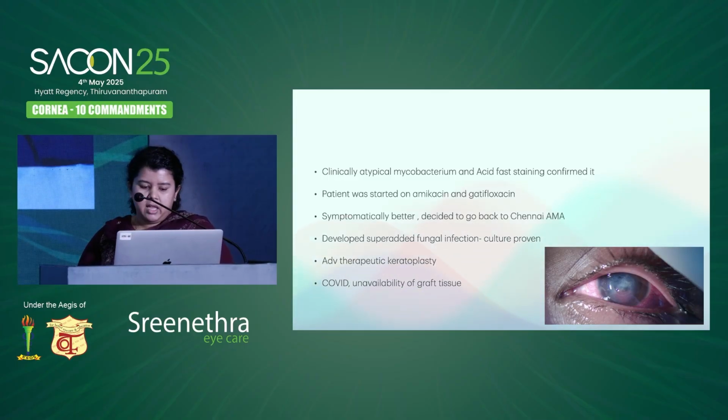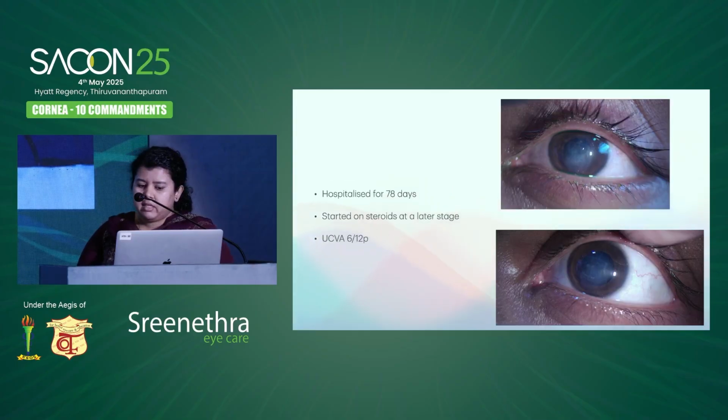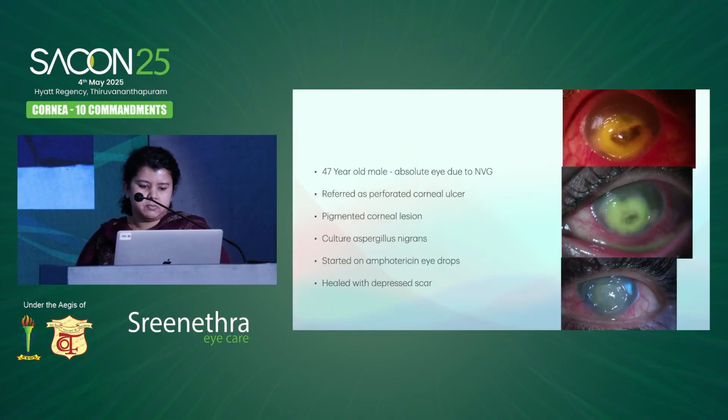And COVID hit, and the whole world went into lockdown, and the patient decided to come back to her hometown. And these are the pictures after she started healing. She was hospitalized for 78 days with us during the lockdown. Once the infection started healing, we started the patient on steroids, and later the vision improved to 6/12 uncorrected. So she's pretty happy with her vision, but still she has some scar.